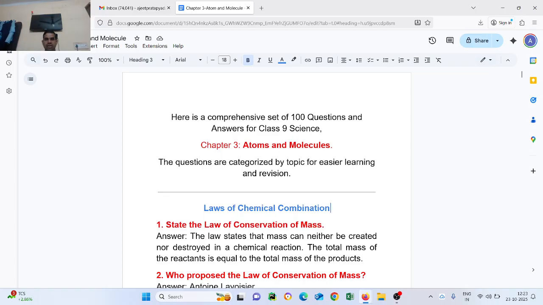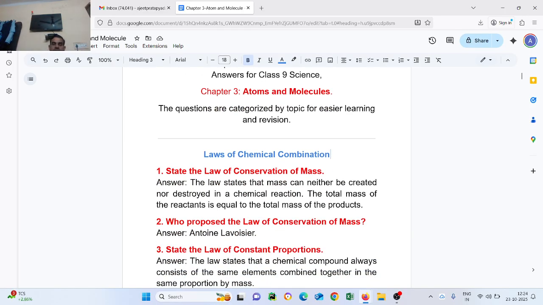that mass can neither be created nor destroyed in a chemical reaction. The total mass of the reactants is equal to the total mass of the products.